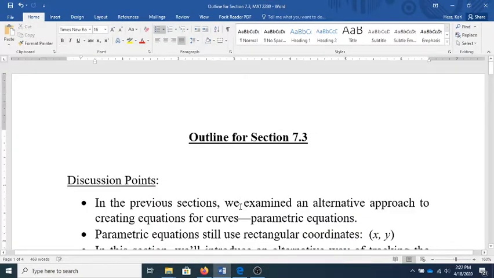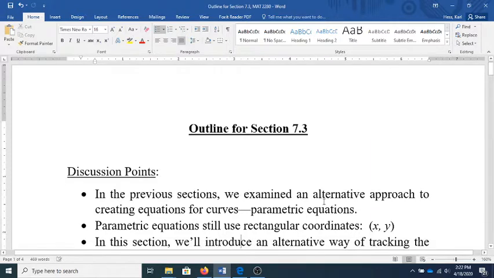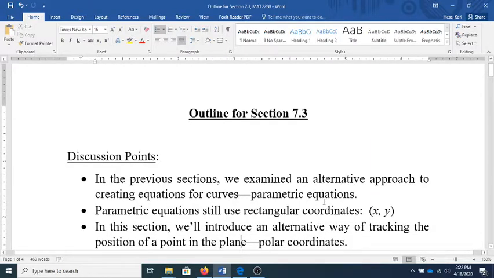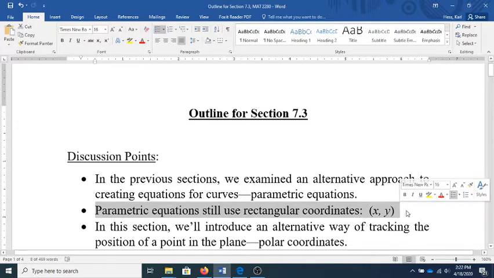So, in previous sections, we examined an alternative approach to creating equations for curves that was parametric equations. Parametric equations were different from the standard equations we'd been using, and we saw that they had some pros and cons to them. The biggest con to parametric equations is just that we're not as used to using them, so sometimes it's easier for us to understand what's going on if we convert back to a standard equation. But parametric equations still use the same coordinate system as standard equations, x and y, horizontal position, vertical position.